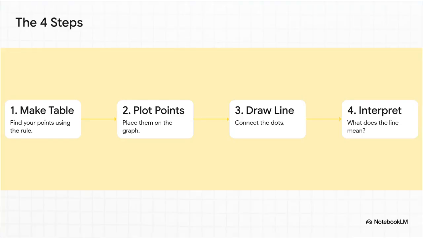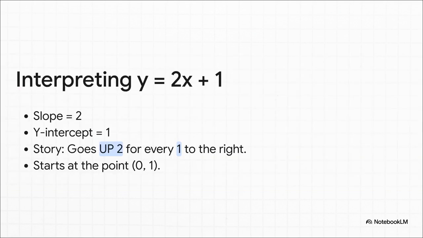And it always boils down to these 4 simple steps. You start with the rule, you make a table to find your points, you plot those points on the graph, and then you connect them to reveal the line. But the final and most important step is to look at that line and ask, what story is this telling me? And this brings us to the ultimate shortcut. What if we could understand the story without even making a table? Check out this equation. y equals 2x plus 1. The numbers in the rule itself tell us everything we need to know.